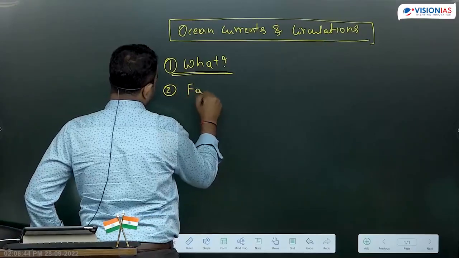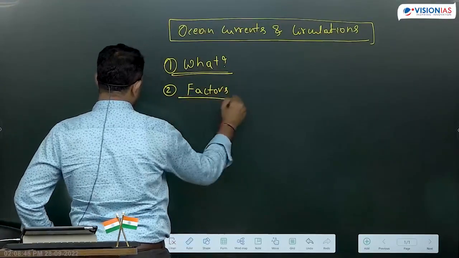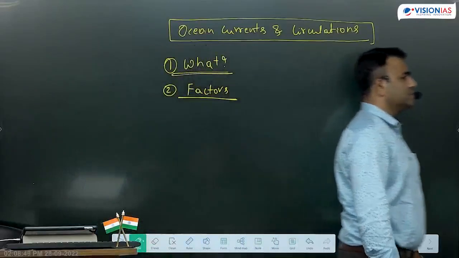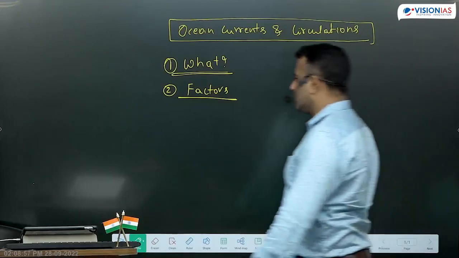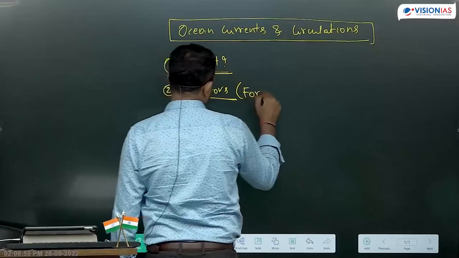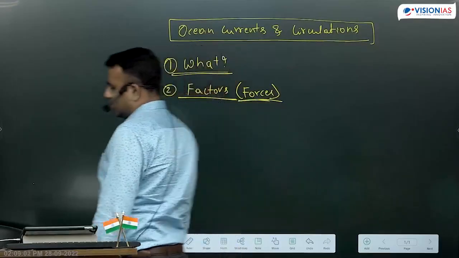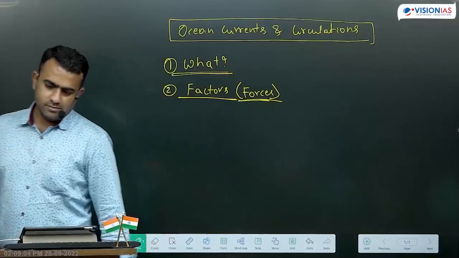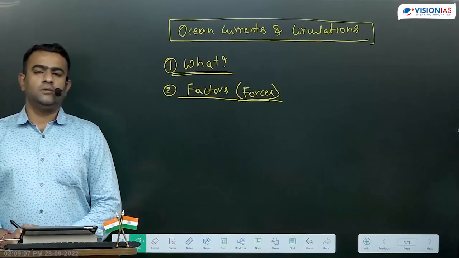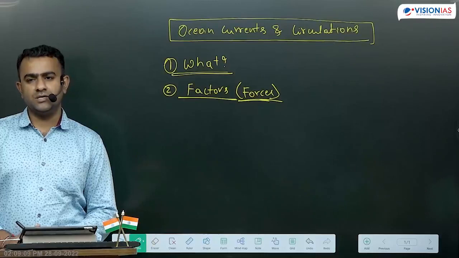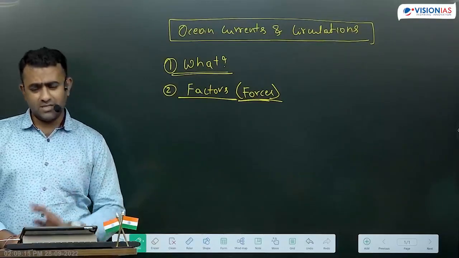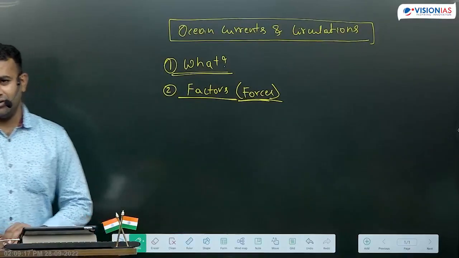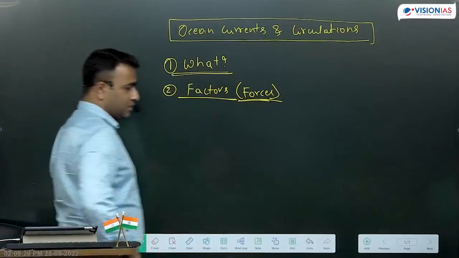The factors responsible for the formation of ocean currents, or the factors which influence the ocean currents. Overall, what factors result in the formation as well as the influencing, which we can also call the forces behind the ocean currents. So here comes the reason why there is actual movement of ocean water. In a very surprising manner, the water moves in a particular direction. It has a particular direction, and it moves only in a particular location.